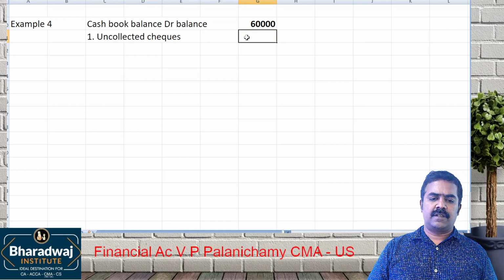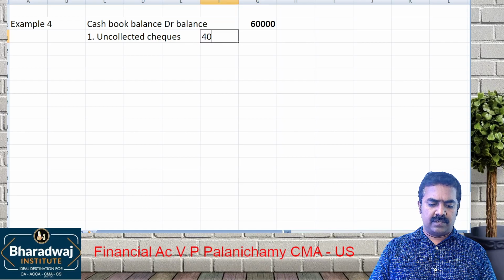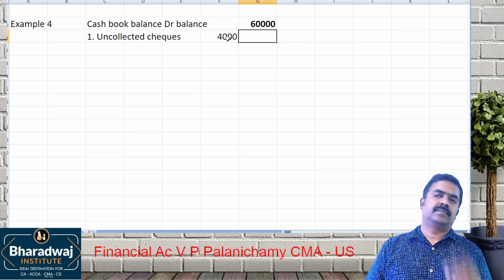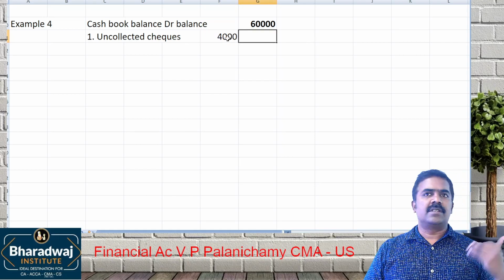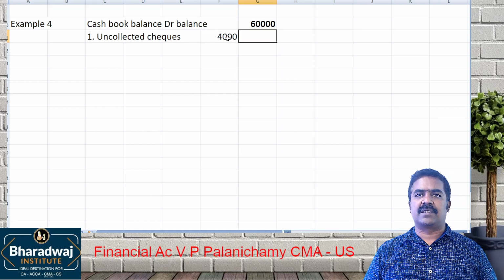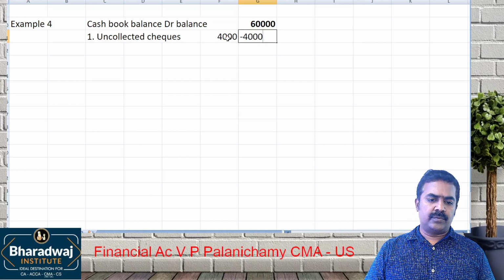Uncollected cheques, 4,000. What will you do? Now, you have added the deposit, but the banker has not added it, so what will you do? Minus 4,000.